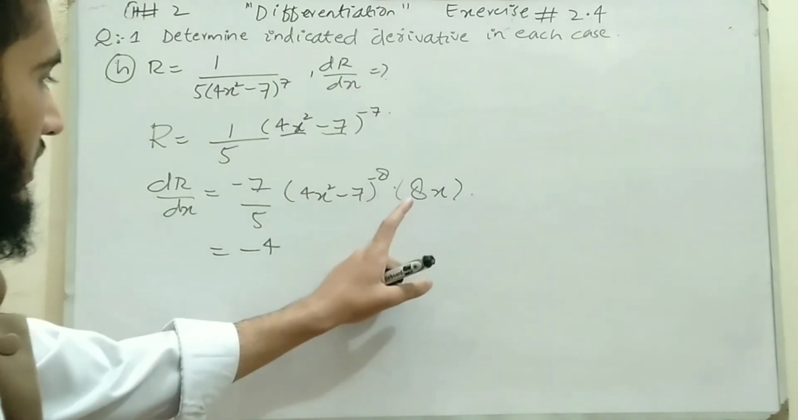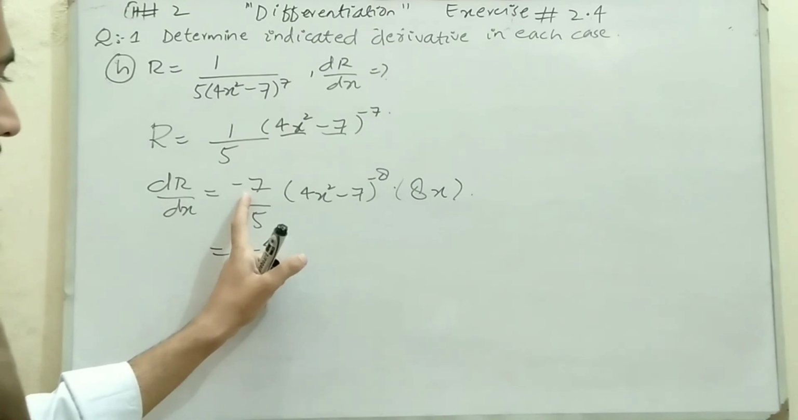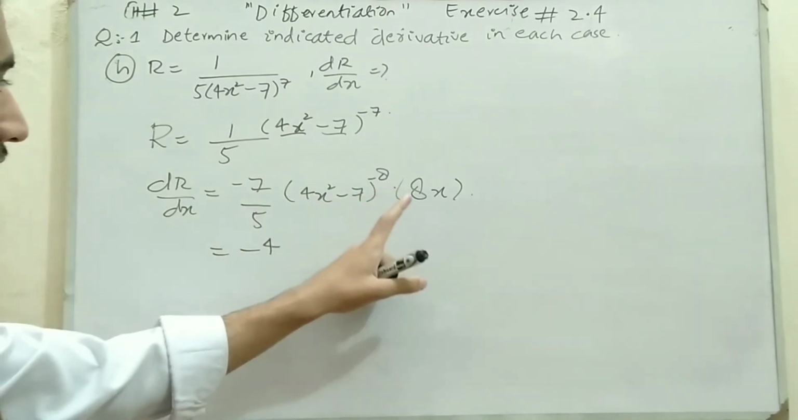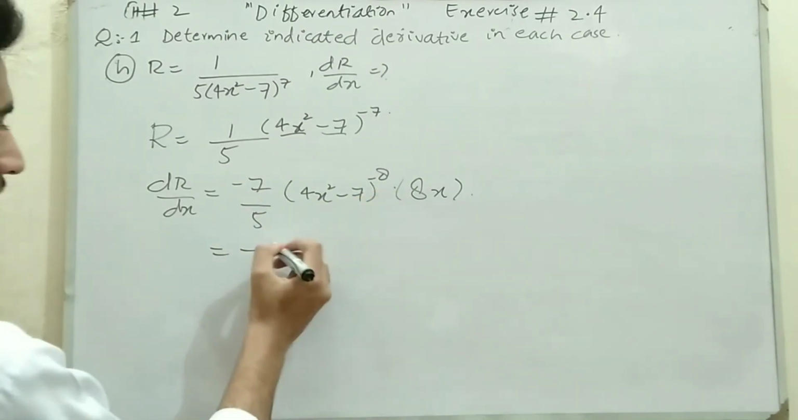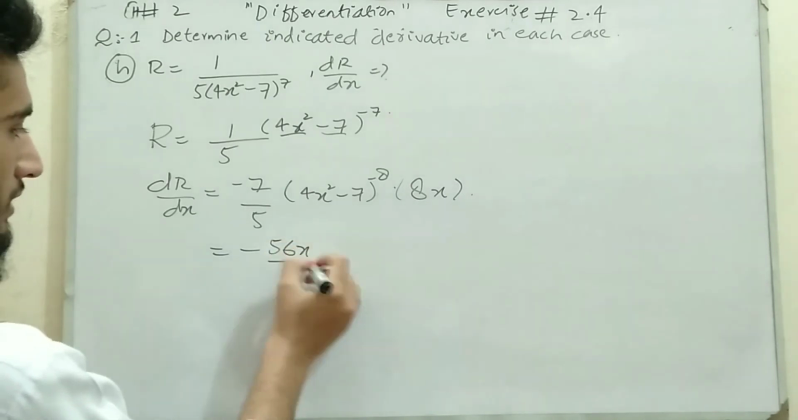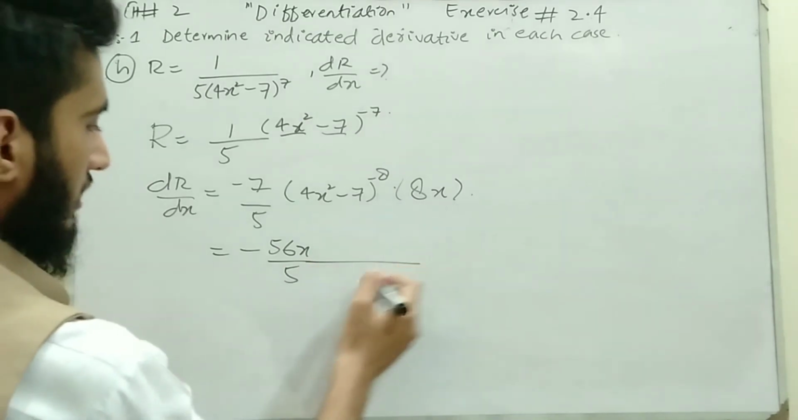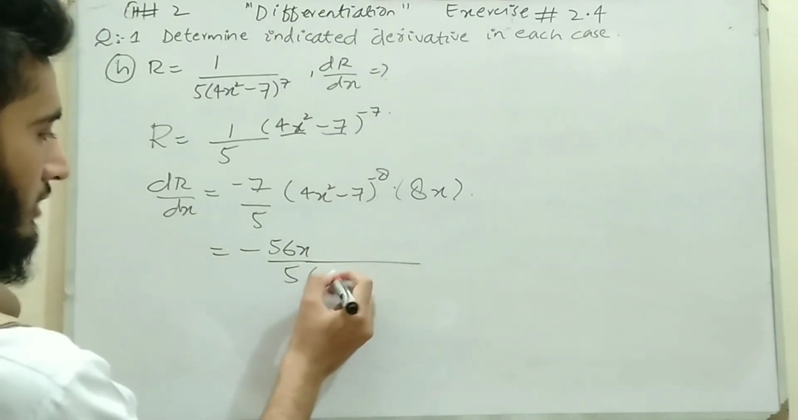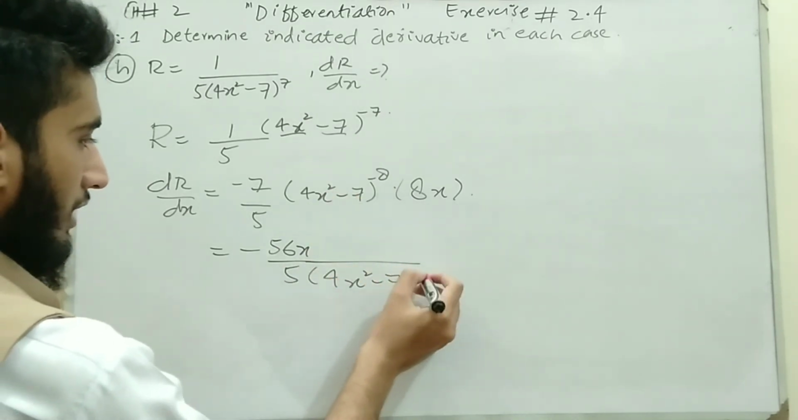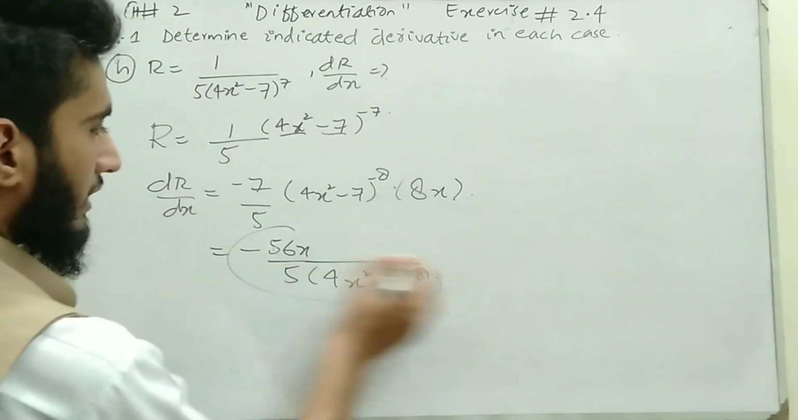So it gives us negative 56x divided by 5, and here the power is negative 8, so coming to the denominator the power becomes positive, so 4x square minus 7 power 8. This is the required derivative.